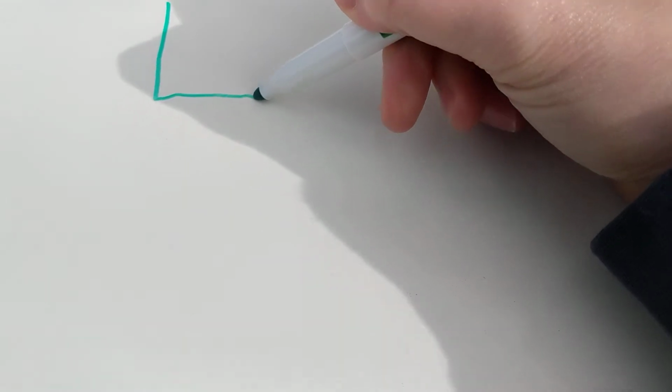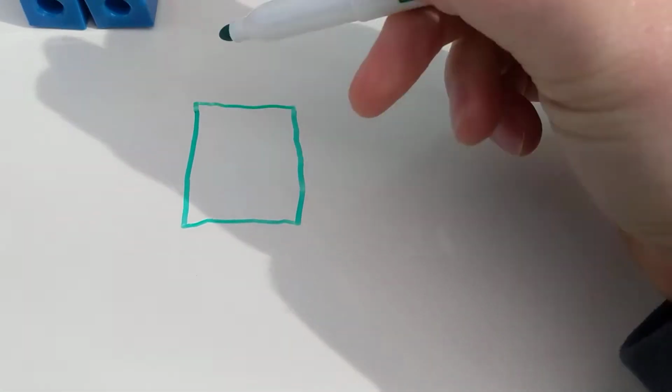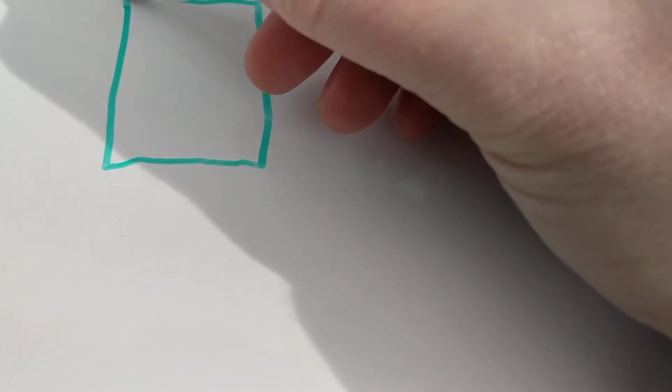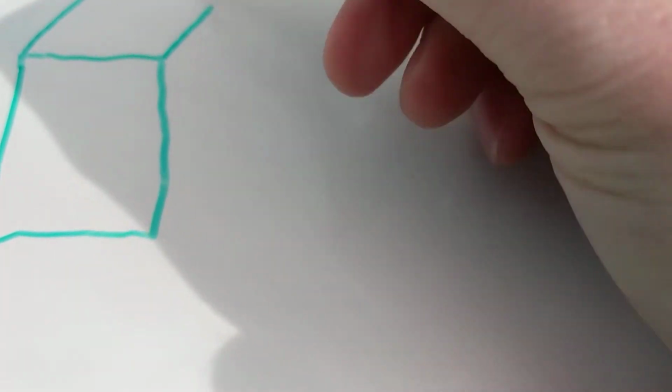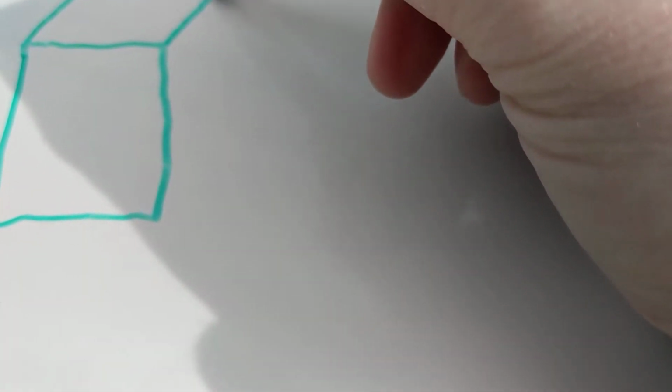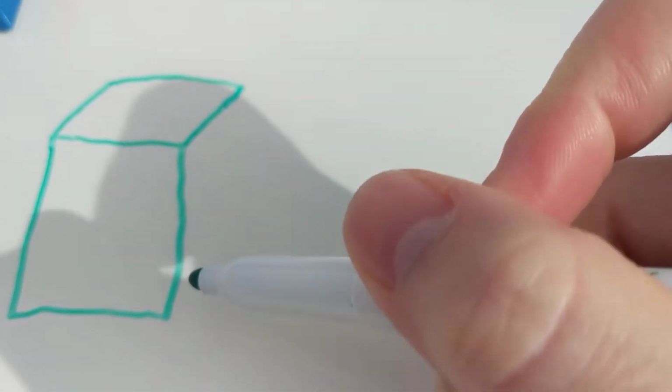So I'm going to draw my rectangle a little differently. So this is going to be more up and down. And I'm going to do the same method though. I'm going to draw these angled lines going up. I'm going to try to draw it straight across there.